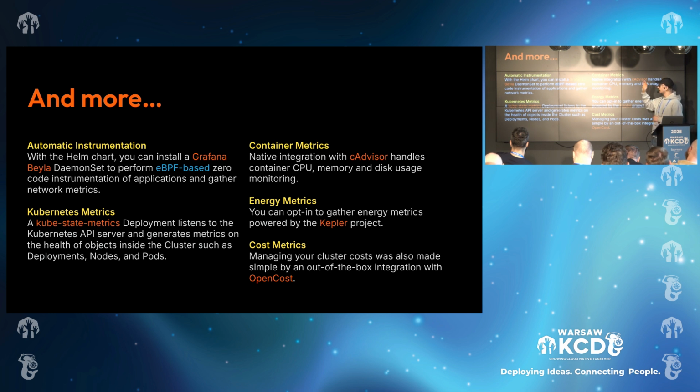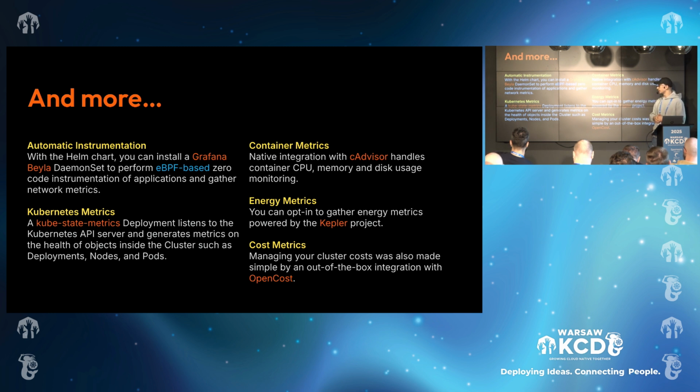So you can go ahead and enable automatic instrumentation. This is powered by Grafana Beyla. It's built on top of eBPF. So you can have traces and metrics by directly hooking into the Linux kernel where your Kubernetes cluster is running, right? And you will also have all of these metrics available to you.